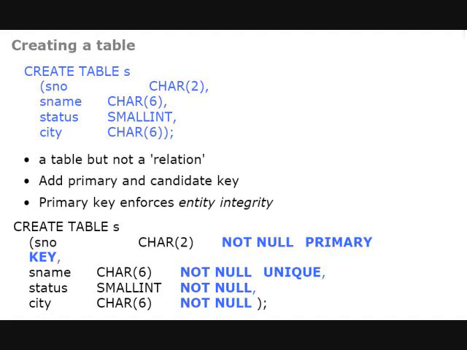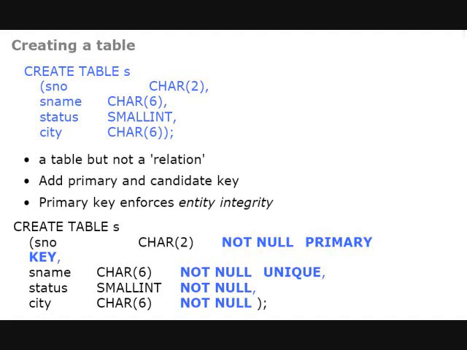S name, again of fixed length 6, which might not be very realistic, but if I do that, then 6 spaces are allocated to the name. Status I might call a small int. We'll look at the data types in a minute. And city, again, could be something like fixed length character 6.